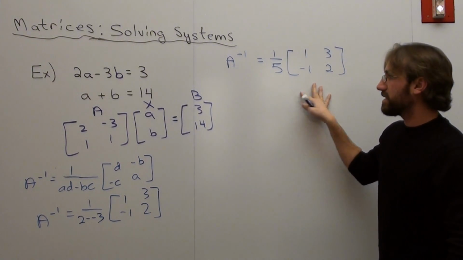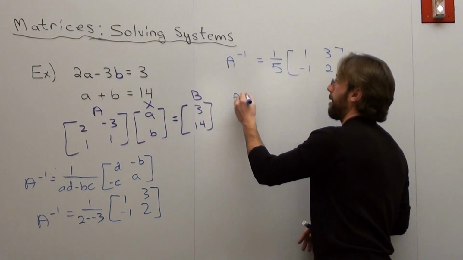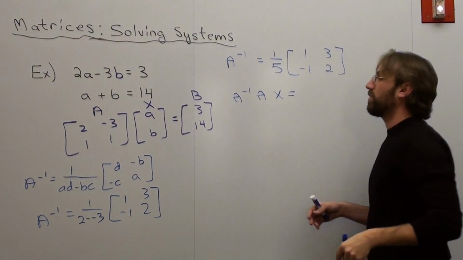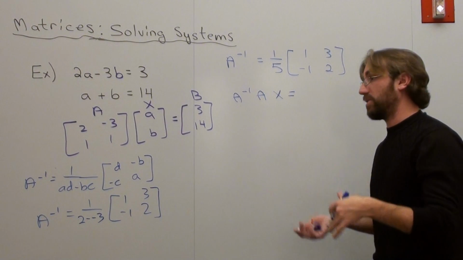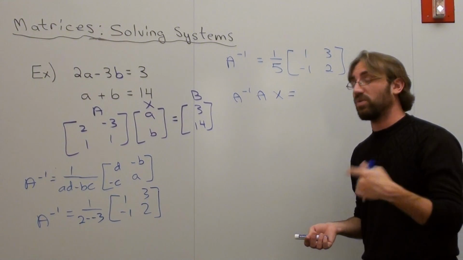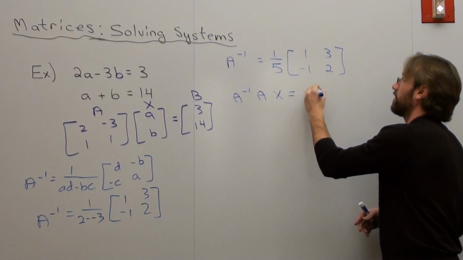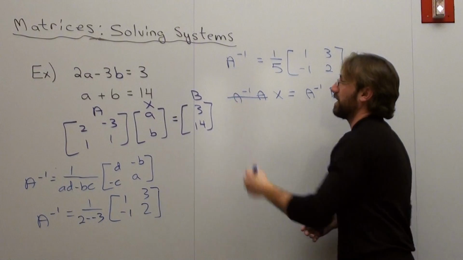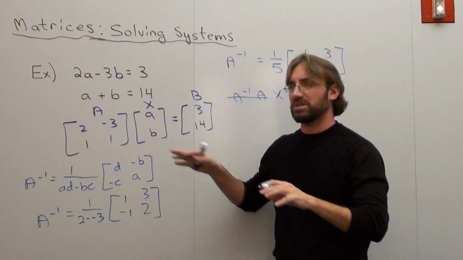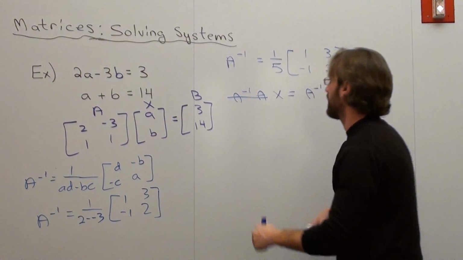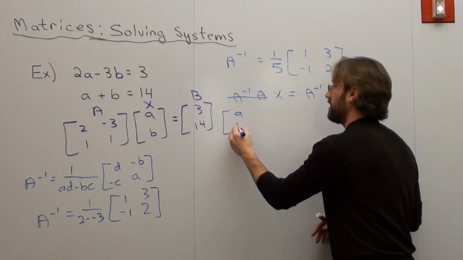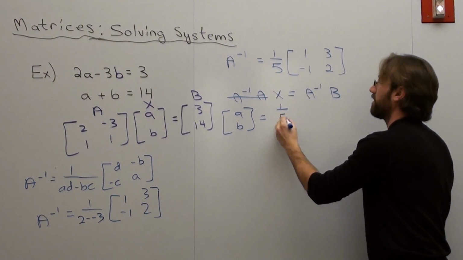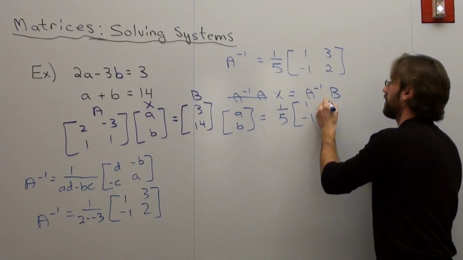So if we take this and we multiply it by our A term, it cancels out, and that's X equals, but whatever I do on one side, I better be doing on the other. So it's A inverse of B. So these will cancel, and I'll just be left with this side. It's a little complex to understand at first, but stay with me. So I've got X equals, and then our inverse matrix, which is 1/5, 1, -1, 3, and 2.